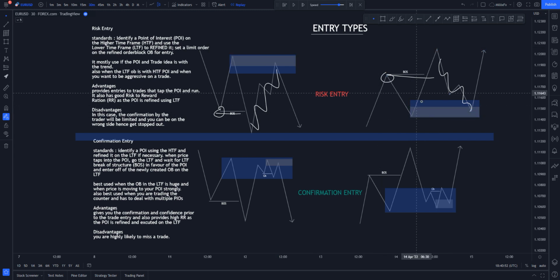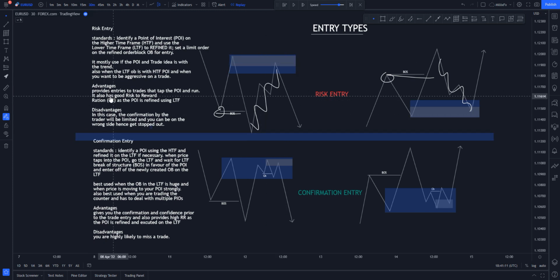The same applies to the buy entry. You can see this one is very risky because you do minimal refinement and have minimal confirmation. So it is mostly useful if the POI and the trade idea are with the trend. As I said, it has broken structure and you are having price push back to the downside.